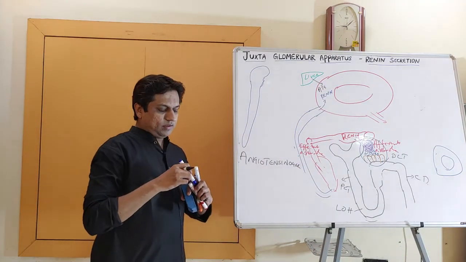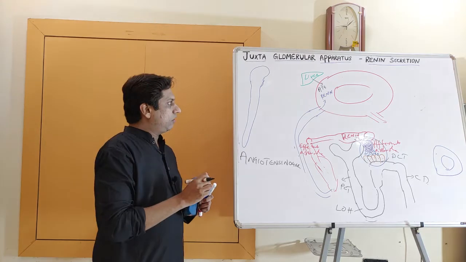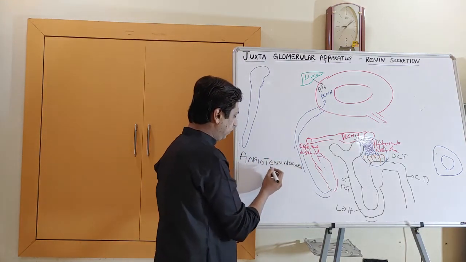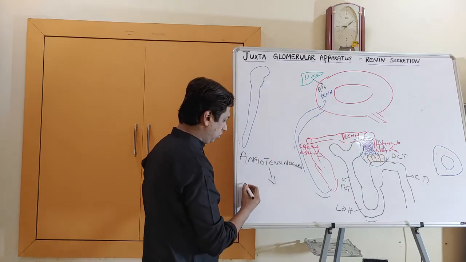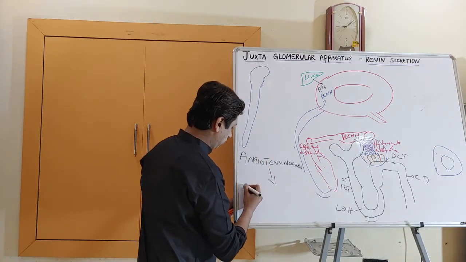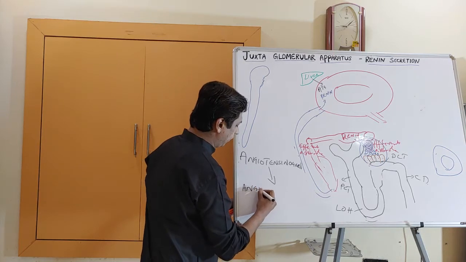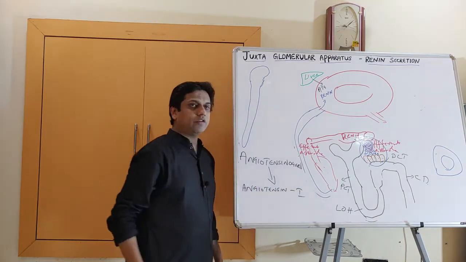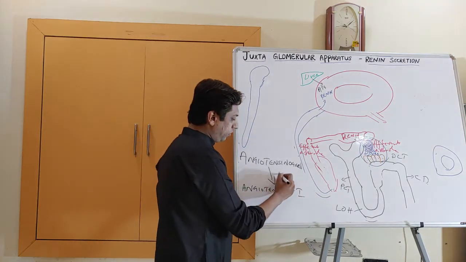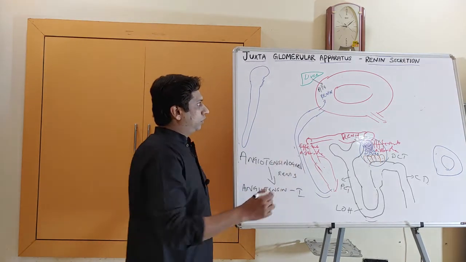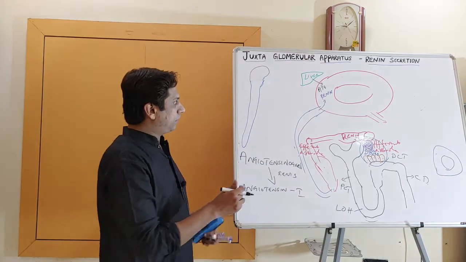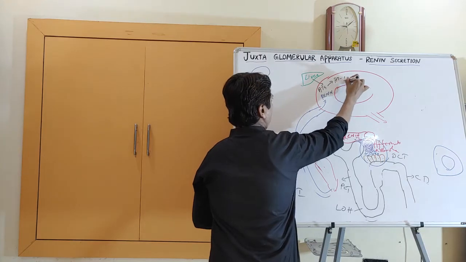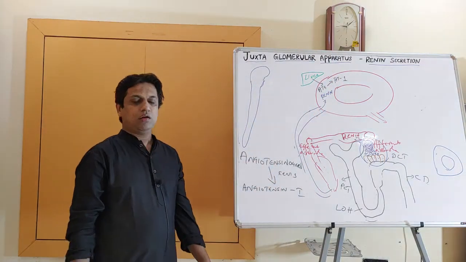Renin is an enzyme. It will convert this angiotensinogen into angiotensin 1. For the conversion of this, renin is required. So angiotensinogen gets converted into angiotensin 1.